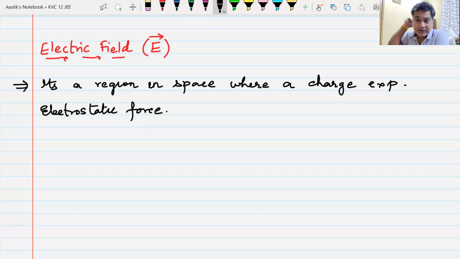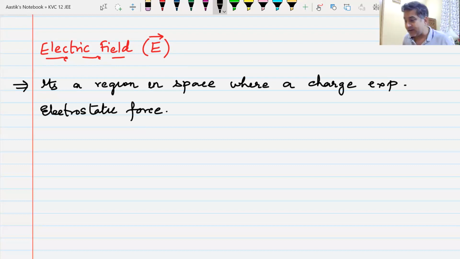A charge can experience gravitational force. I definitely cannot say that there is an electrostatic field there. If a charge experiences electrostatic force in any region of space, that region we say is a region which has an electric field. Now, how do we understand this electric field? We understand it by this term of electric field intensity. This electric field is a region in space, and this E vector is actually electric field intensity or electric field strength, the strength of the electric field.